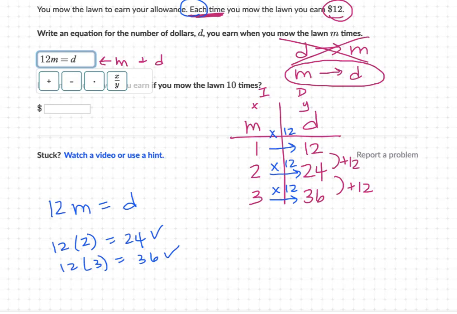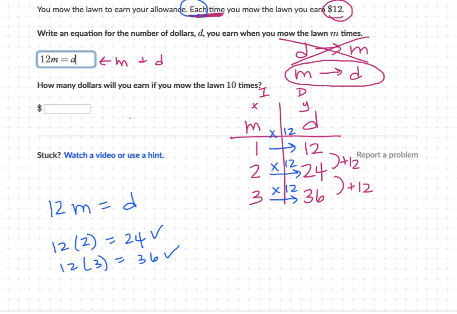12m equals D. I could have also gone the other way and said D has to divide by 12 to get to the smaller number of m, but most people will use the multiplication because you're starting with the independent variable. People rarely go backwards from the effect back to the cause, so that should be fine.